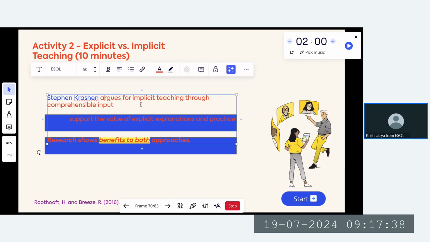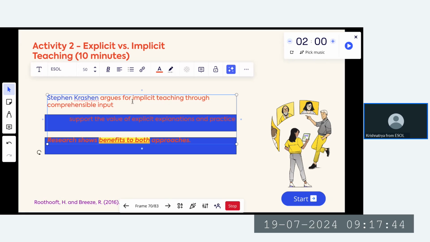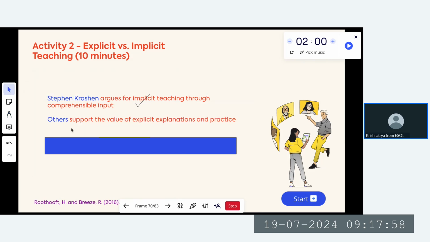Stephen Krashen argues that implicit teaching, I repeat, implicit teaching through comprehensible input. Now, what is the meaning of all of this? Implicit teaching through comprehensible input. We're just going to be looking at it in a short while. Stephen Krashen basically argues that you must follow implicit teaching, but there should be a component of comprehensible input. That means you must show students how the language is used in real life context.